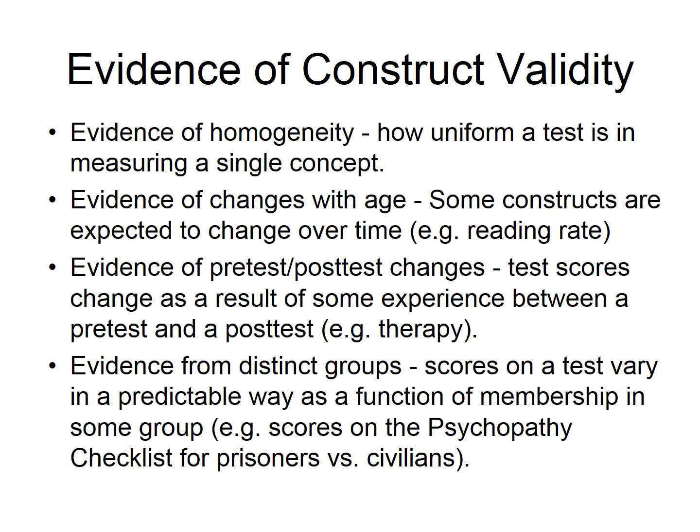Additionally, again for construct validity, we can look for evidence from distinct groups. Scores on a test vary in a predictable way as a function of membership in some groups. So for example, if we have a measure of psychopathology, and we give that checklist to a group of violent prisoners versus people that have never committed a crime, we'd expect the violent prisoners to have higher scores. If we give a measure of leadership to people that have never had a leadership position or people that are an officer in the military, we'd expect to see higher scores on the leadership measure for people that actually are leaders and have been trained as leaders. This would again be further evidence of construct validity.